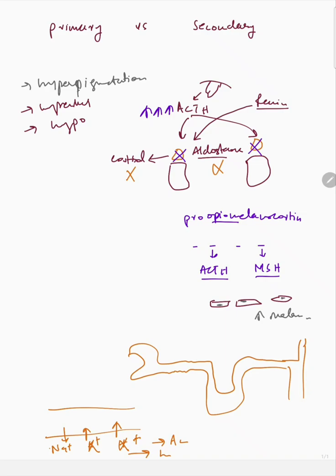That was all about the primary. Now the secondary is different in that there is a defect in the pituitary or the hypothalamus. These can be destroyed by trauma, tumor, or infection. Craniopharyngioma is a tumor that can cause it. The most common cause is actually chronic steroid use.